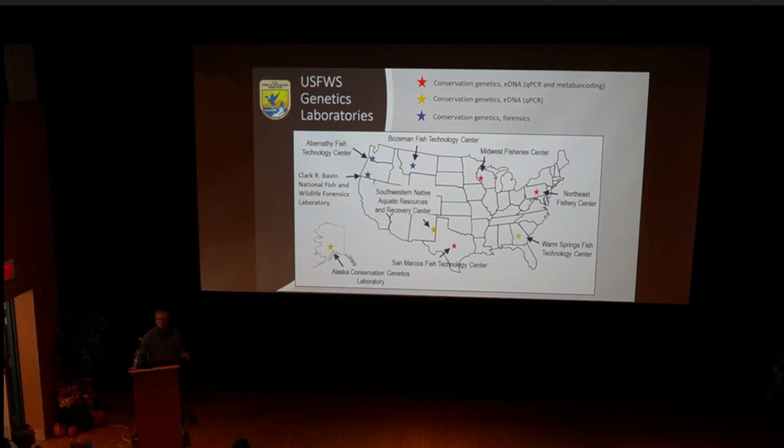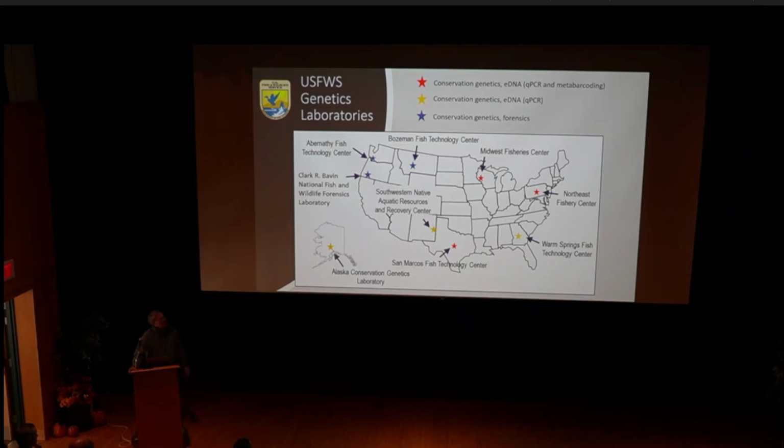But over the last 10, 12 years, we really began to expand into the DNA space with a lot more DNA work. So right now, ourselves at the Northeast Fisheries Center, the Midwest Fisheries Center in La Crosse, Wisconsin, and the Fish Technology Center in San Marcos, all 3 of those labs are currently doing qPCR work for eDNA as well as barcoding. So those are the 2 main analysis techniques that we use for environmental DNA. I'll talk a little bit more about them as we move forward.